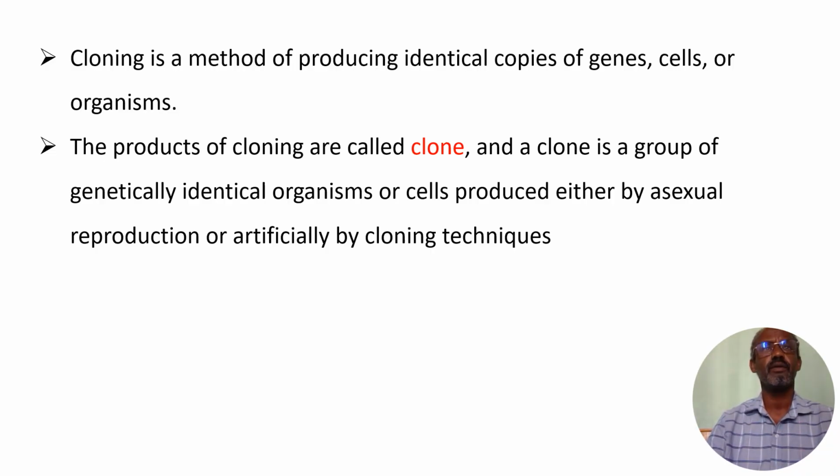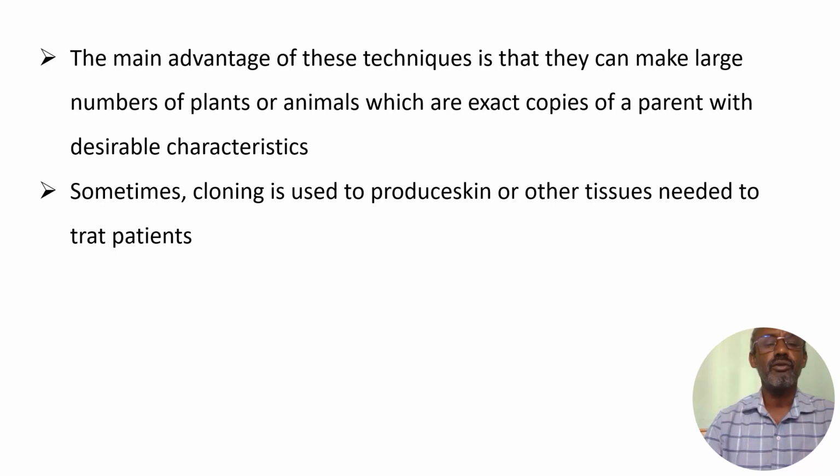They are obtained from a zygote or embryo, the result of one sperm fertilizing one egg, giving rise to an embryo. This embryo splits into two. These are clones. Identical twins are perfect clones. The main advantage of this technique is that they can make large numbers of plants or animals which are exact copies of a parent with desirable characters.